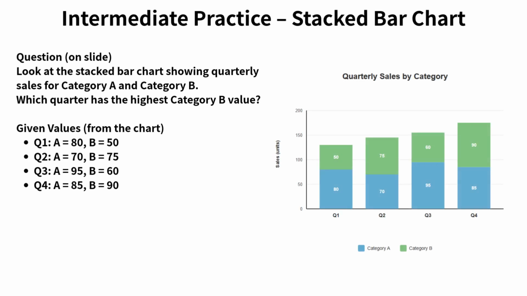Here is your intermediate practice question. You're looking at a stacked bar chart showing sales for Category A and Category B across 4 quarters. Focus on the green segments and identify which quarter has the highest value for Category B.